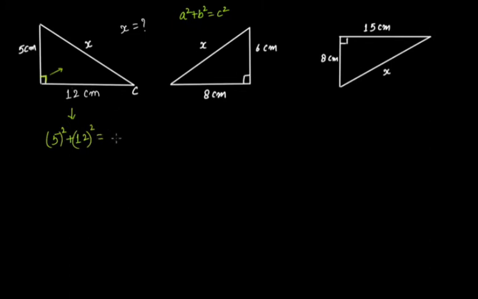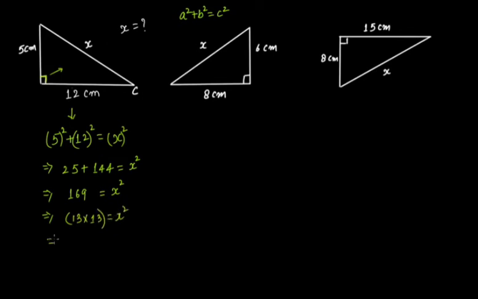is equal to x square, right? x will be at the place of c. So this 5 square is 25, this 12 square is 144, and this is x square. Now if you solve this, this will be 169 is equal to x square. This 169 is exactly what? It's 13 times 13 is equal to x square. So this is 13 square is equal to x square. It gives you x is equal to 13, right?